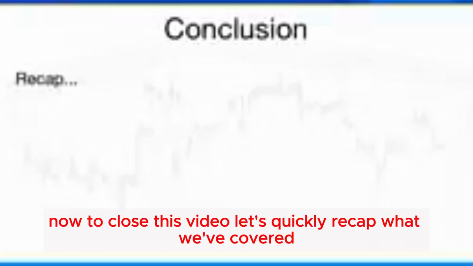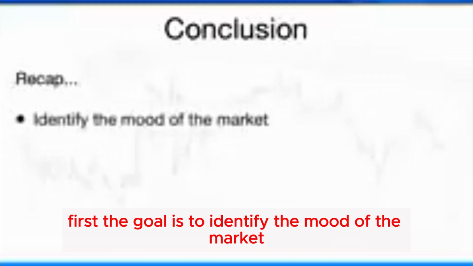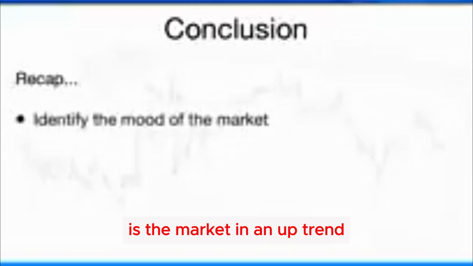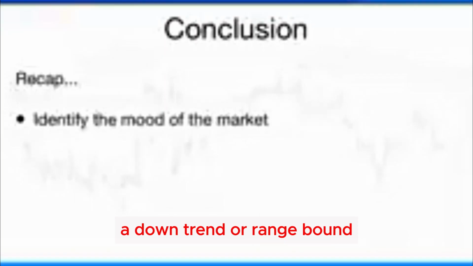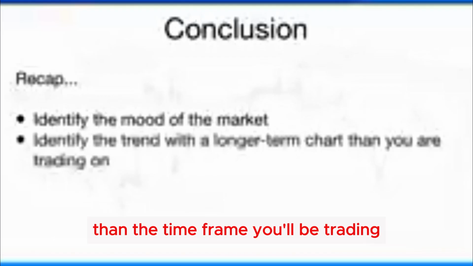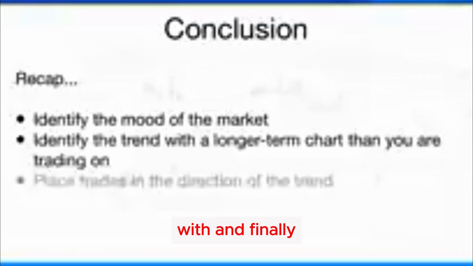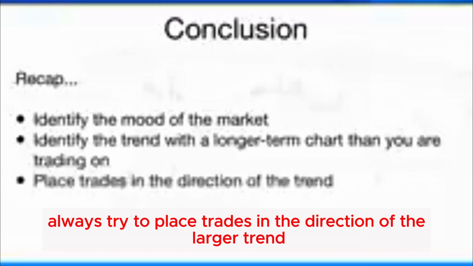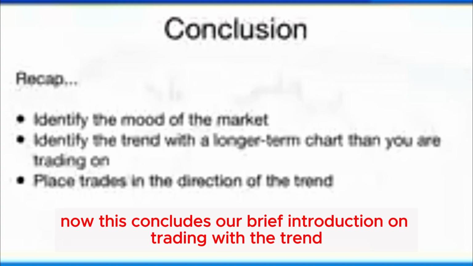Now to close this video, let's quickly recap what we've covered. First, the goal is to identify the mood of the market. Is the market in an uptrend, a downtrend, or range-bound? Next, make sure to identify the trend of the market with a longer time frame than the time frame you'll be trading with. And finally, always try to place trades in the direction of the larger trend. Now, this concludes our brief introduction on trading with the trend.